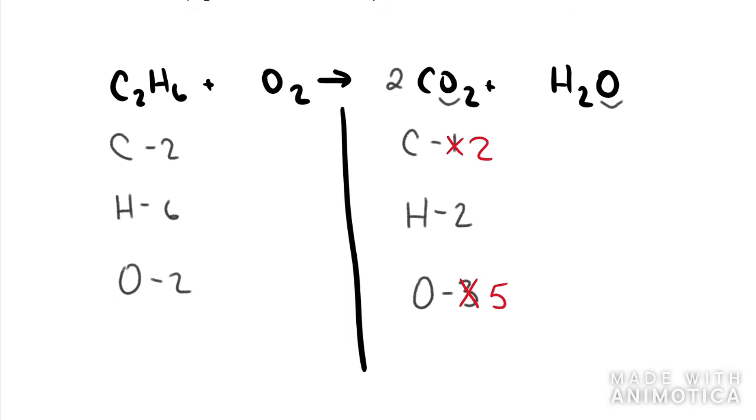We have 6 hydrogen over here, but we only have 2 over here. So what do we have to multiply this 2 by to give us 6? 3. So 3 times 2 gives us 6. And now we have to count our oxygens again. So 2 times 2 is 4. 3 times 1 is 3. So that's 7 oxygens. Okay, so our carbons are balanced still, our hydrogens are balanced, but now we have 2 oxygens and 7.